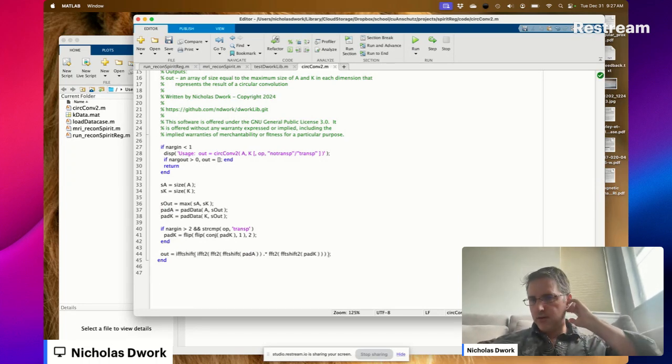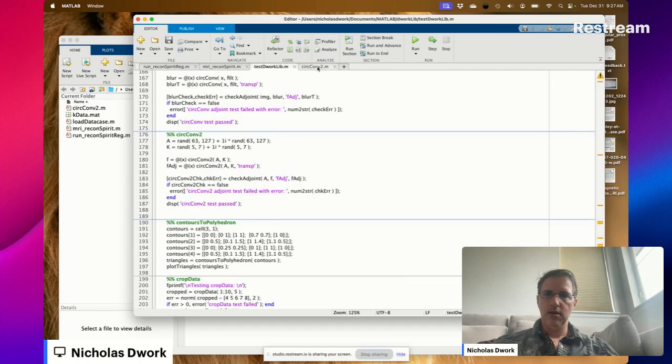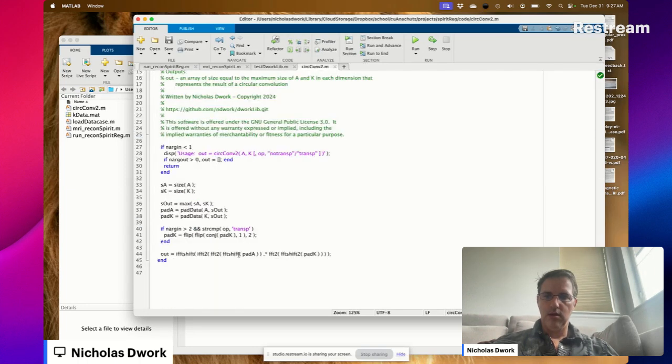Without the shifts, the origin for the FFT is the first element. So maybe that was the issue. I forgot the 2's.